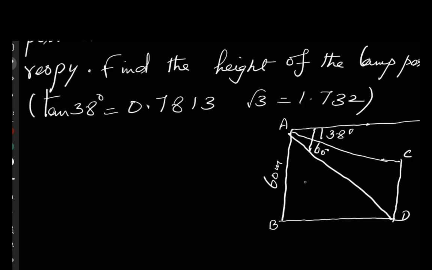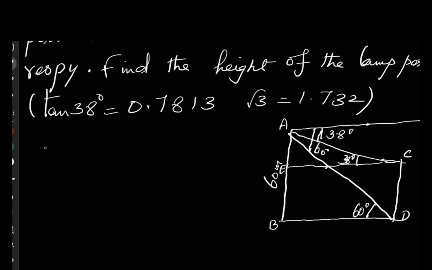60 degree. So you draw the line parallel to this BD. Let me mark this as E. So here 38 degree means the same line touches here. Here also you will get 38. And this 60 touches the line AD. So here alternate angles are equal, 60 degree. These lines are parallel, so alternate angles are equal.